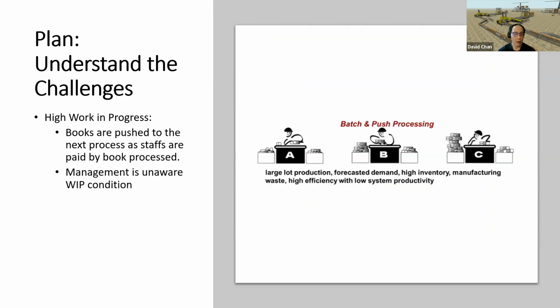Another challenge that we face in this operation is very high work in progress. Because the staff are paid according to the books they process, once they have finished one book, they will push the book to the next station. Whether the next station is ready to process that book or not is not his or her concern. As long as I am able to produce as much as I can, that is my job. Hence, the line is somehow imbalanced.